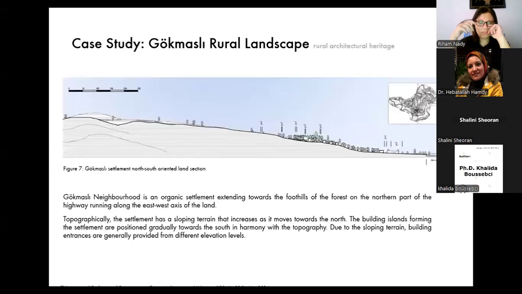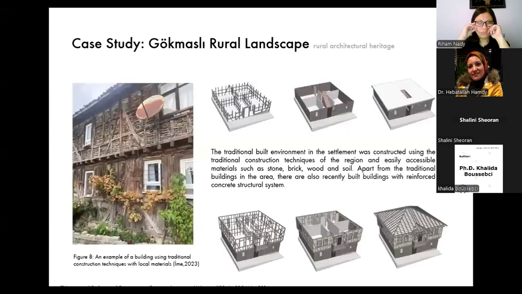Gökmense neighborhood is an organic settlement extending towards the foothills of the forest on the northern part of the highway running along the east-west axis of the land. Topographically, the settlement has a sloping terrain that increases as it moves towards the north. The building islands forming the settlement are positioned gradually towards the south in harmony with topography. Due to the sloping terrain, building entrances are generally provided from different elevation levels.